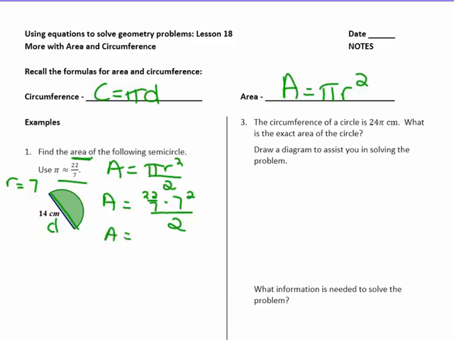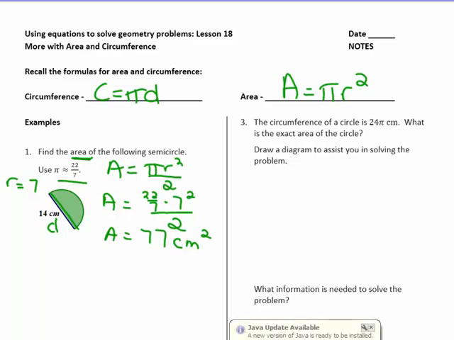It looks a little complicated, but we can do this on our calculators. So we have 22/7, which I'm entering as a fraction, times 7 squared, divided by 2, and that's going to give me 77, and my label is centimeters squared. Area labels are always squared. So hopefully not so bad.